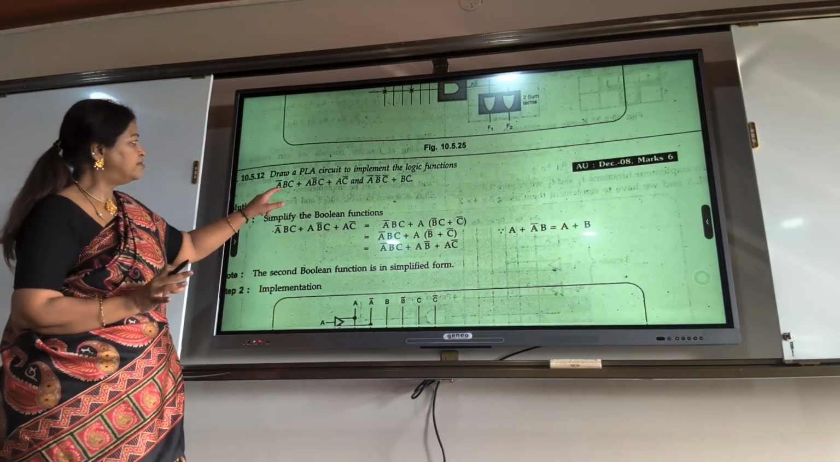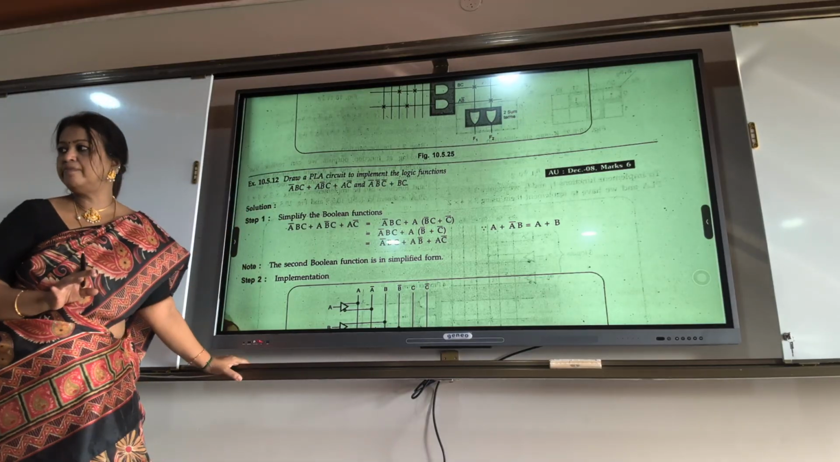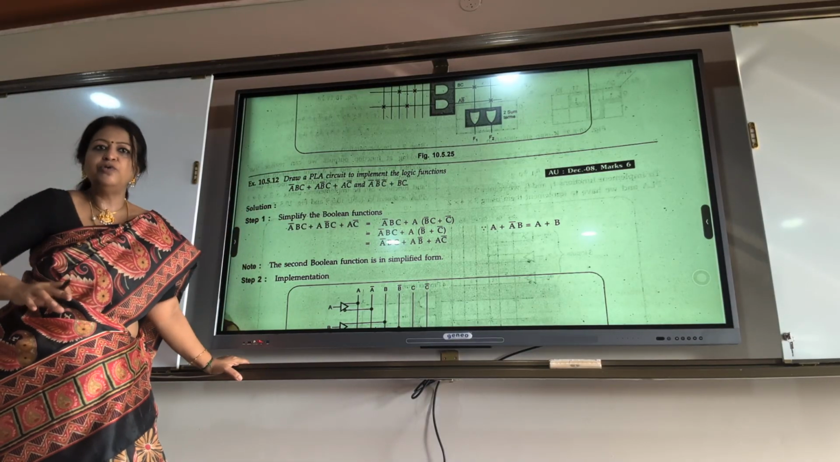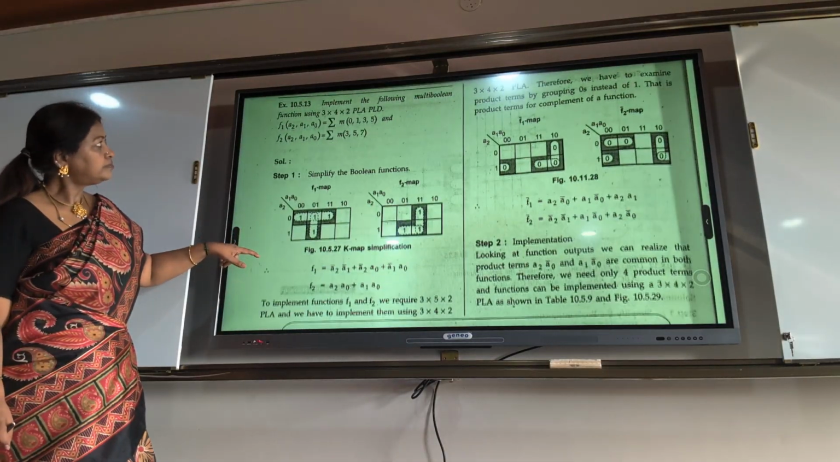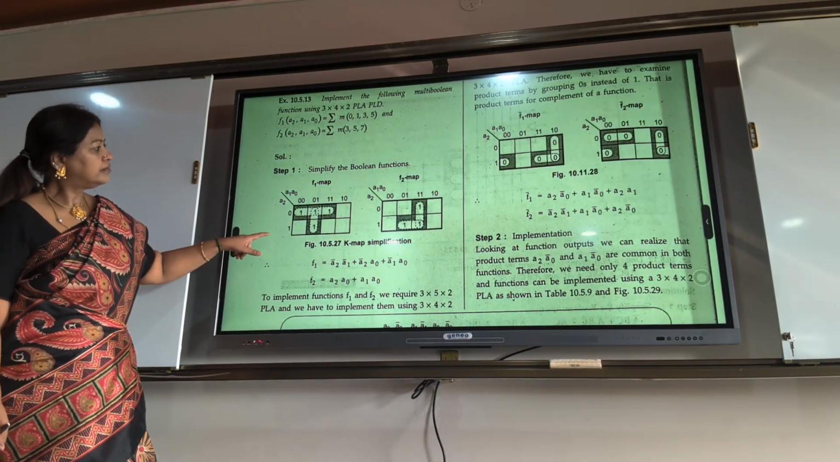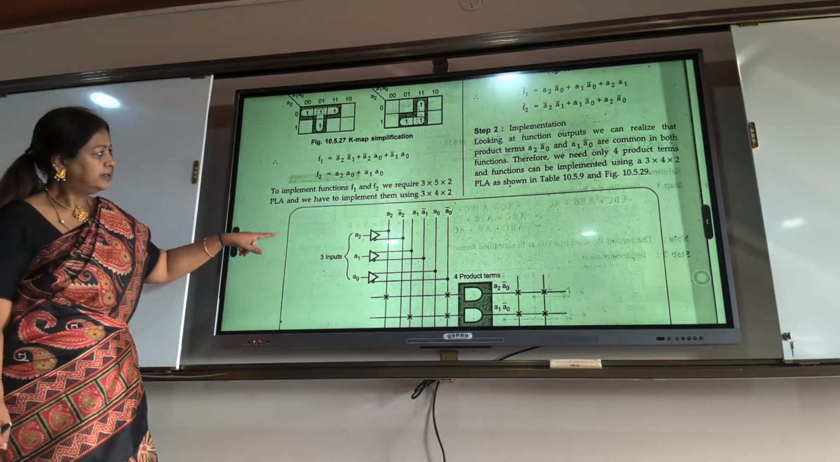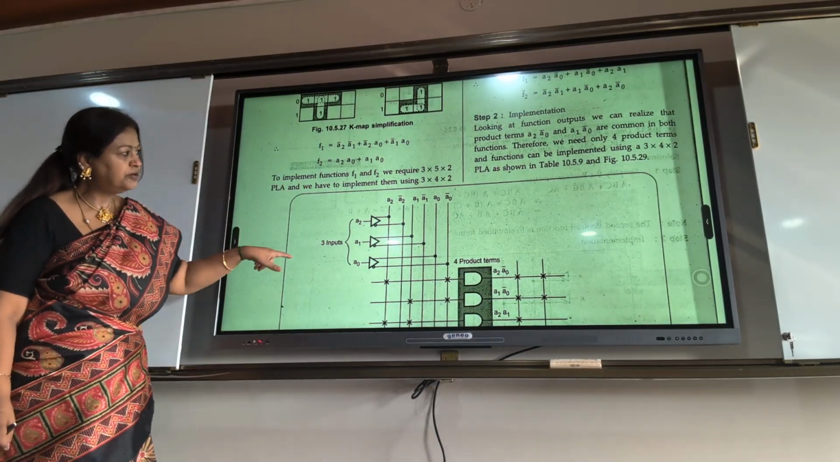Like this, any problem. Sometimes they give you the product terms. That time you don't have to make the table, you can directly draw. So here they have given the problem. Then you have to find the answers.